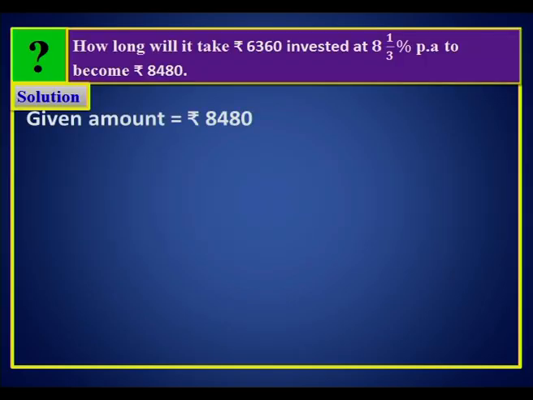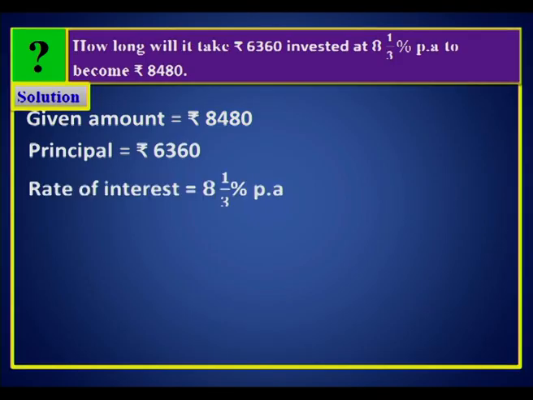So, given amount is 8480, and what is the principal? 6360, because this is the amount which is invested, and 8480 is the amount which we got after some time. Okay. So, that time we need to calculate here. So, what is the rate of interest, children? 8 1/3% per annum. So, this we get as 25/3% per annum.